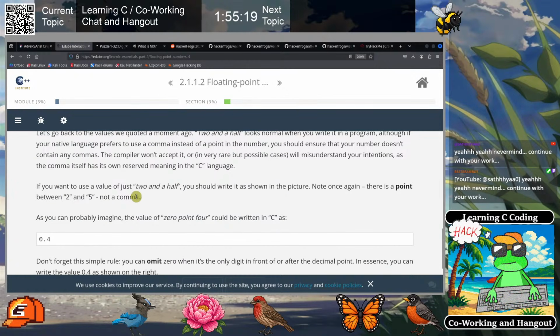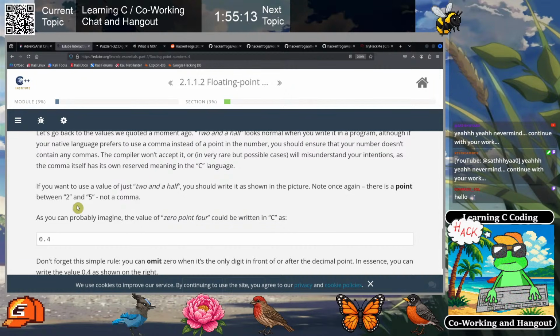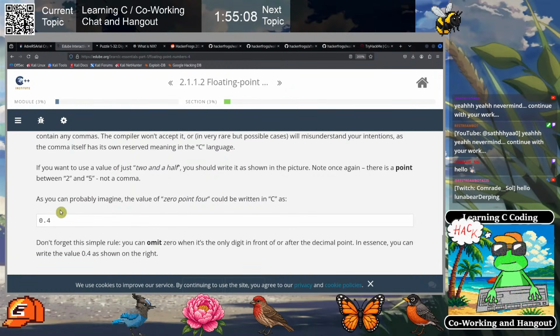If you want to use the value just 2.5, you should write it down as shown in the picture. Note once again there is a point between the 2 and the 5, not a comma. Okay, so as you can imagine, the value of 0.4 could be written in C as 0.4.